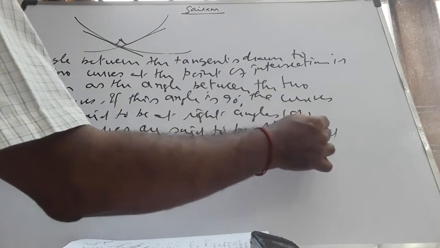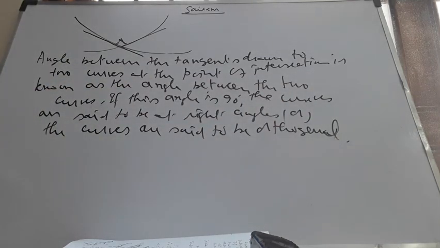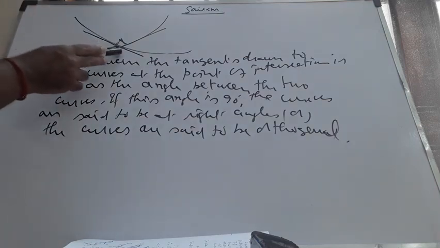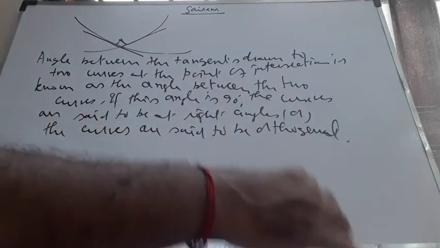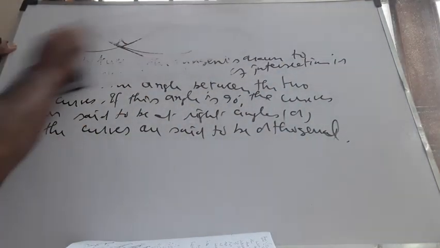They are orthogonal. Let me repeat. In general, I'll take two intersecting curves. I'll be able to draw the tangents at the point of intersection. The angle between the tangents drawn at the point of intersection is known as the angle between the two curves. If this angle is 90 degrees, the curves are said to be at right angles or orthogonal. Remember this point. Using this, we'll do just one problem.